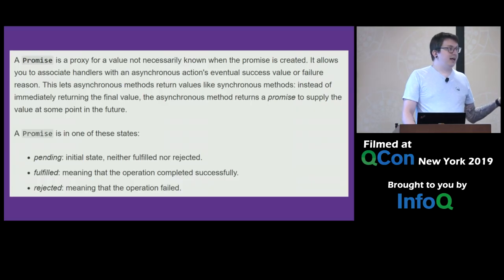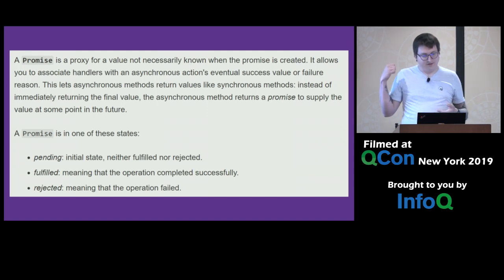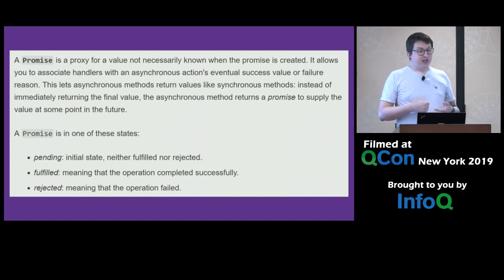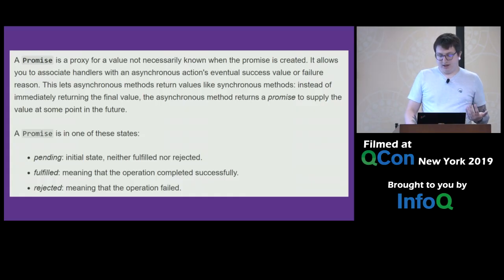So a promise is an object that gives you a value that's not necessarily known when the promise is built, as the definition says. And so a promise is either pending, which means that the computation isn't finished yet. It's fulfilled, meaning it succeeded, or it was rejected, meaning the operation failed. This is fine.